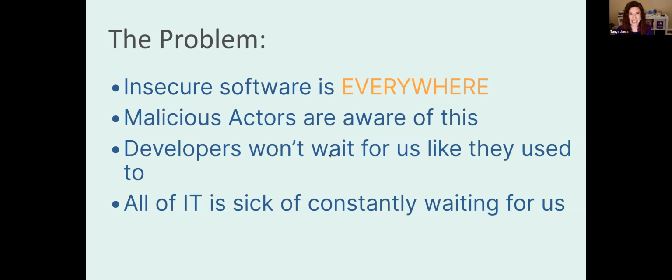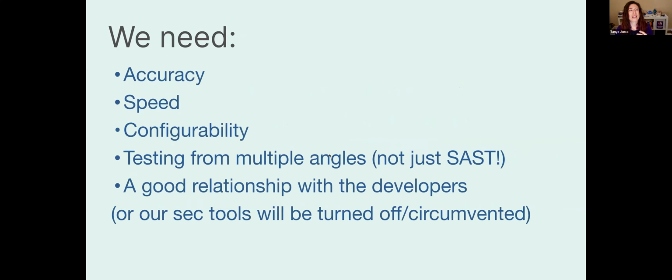Okay, great. So what do we need in order to do DevSecOps? We need accuracy, we need speed, we need configurability, we need to be able to test from multiple angles.